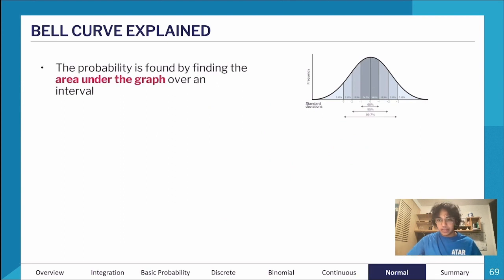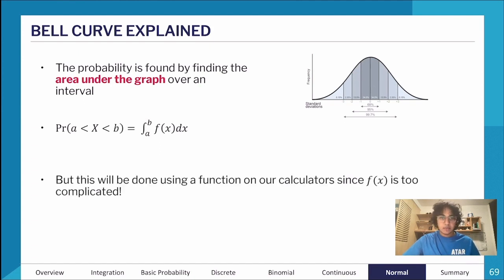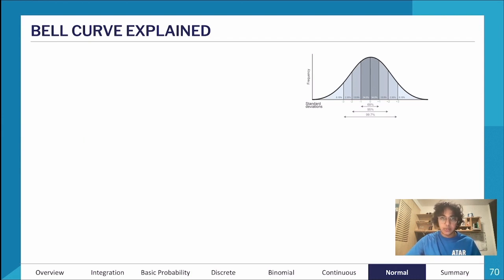So let's try and explain this bell curve. The probability, like I said earlier with continuous probability functions, is bound by the area under a graph over some interval. So again, we use the same formula we talked about earlier. But since that function for a normal distribution is so complicated, it's just done using a calculator function. So you will have a normal PDF function that you can use to do this.